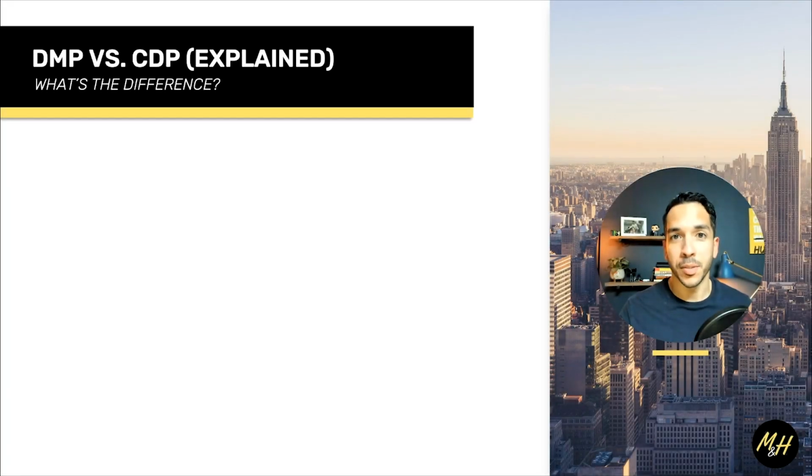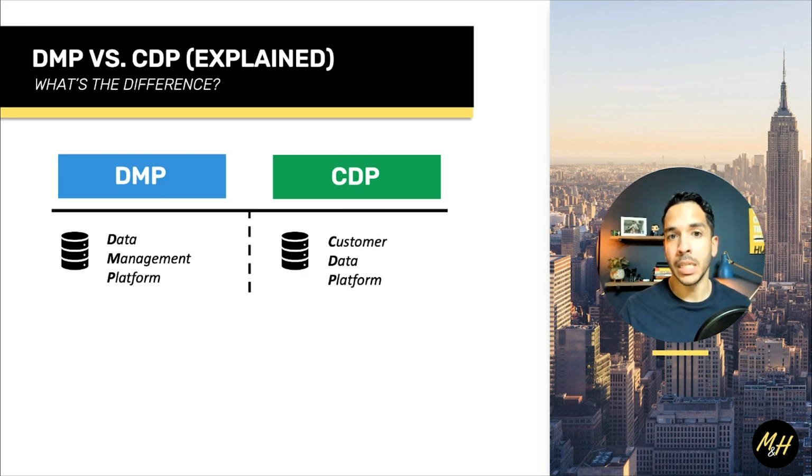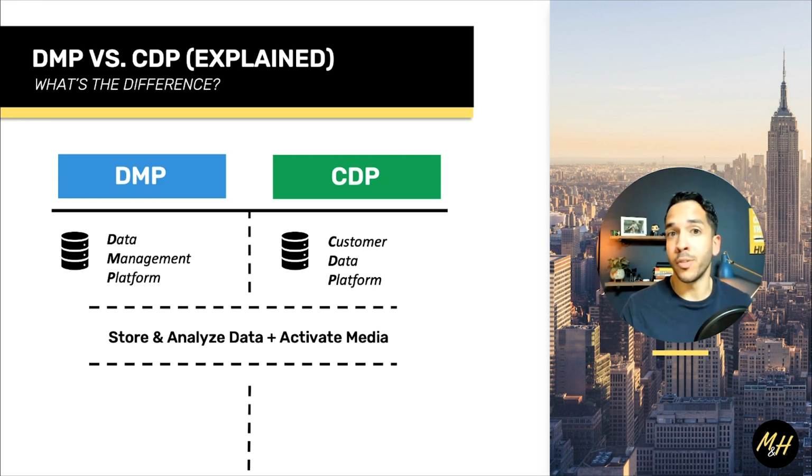So what is the difference between a DMP and a CDP? Well, fundamentally, a DMP is a data management platform, while a CDP is a customer data platform. Now, what they both do essentially is that they can store and analyze data to then use that data, activate it to do marketing activities.